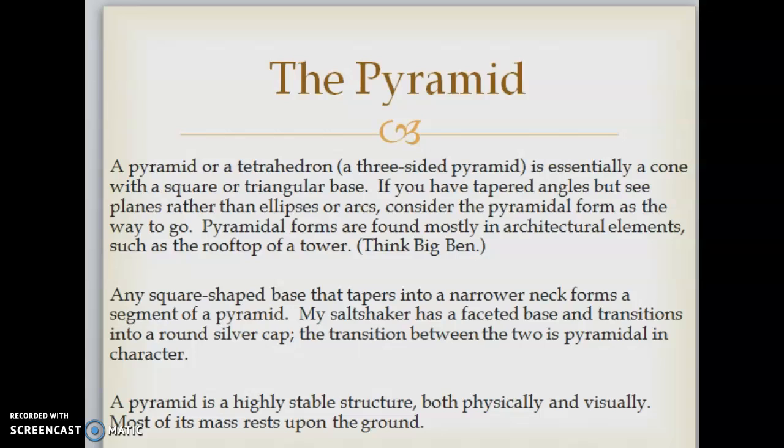My salt shaker has a faceted base and transitions into a round silver cap. The transition between the two is a pyramidal character. A pyramid is a highly stable structure, both physically and visually. Most of its mass rests upon the ground.